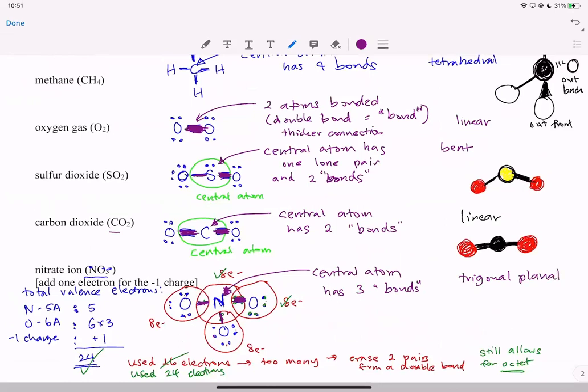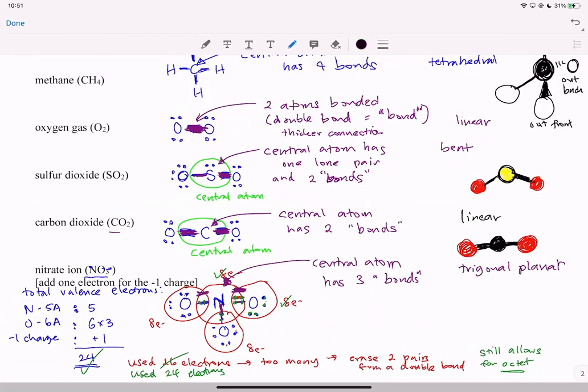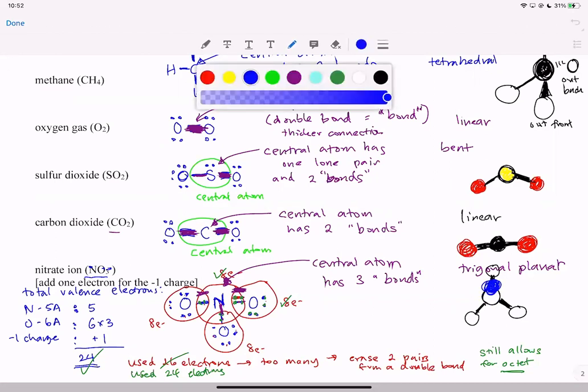Trigonal planar is that flat triangle. So the flat triangle is where you have a central atom. This is the nitrogen. And then you have 3 bonds coming out of it. So this is 1, 2, and 3. One of them can be drawn as a double bond and thicker, but because of resonance, they actually all get to be eventually drawn as a thicker double bond. So this is 1, 2, 3. Nitrogen is usually shown using blue. So I'm going to give that a blue color here in the middle. And then the oxygens are usually drawn with the red color.